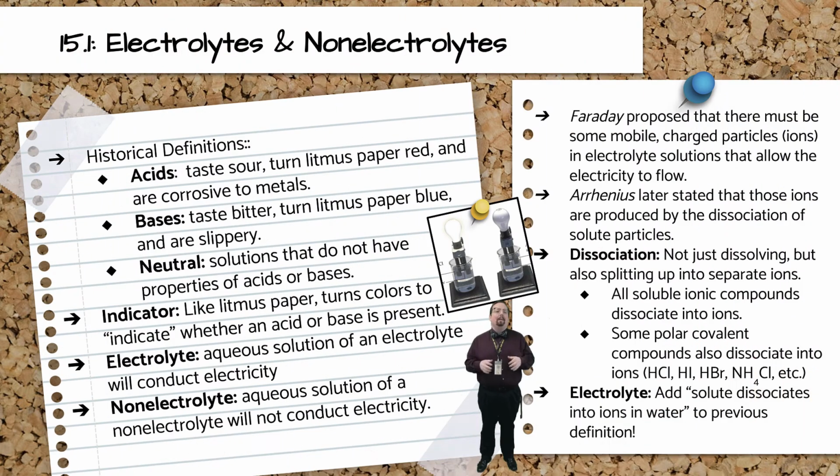The main goal of this chapter is to talk about acids and bases. Historically, acids and bases were classified by simple testable properties. For instance, anything that tasted sour, turned litmus paper red, and was corrosive to metals was considered an acid. Anything that tasted bitter, turned litmus paper blue, and was slippery in aqueous solutions was considered a base.